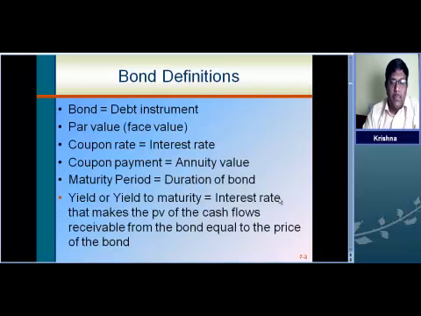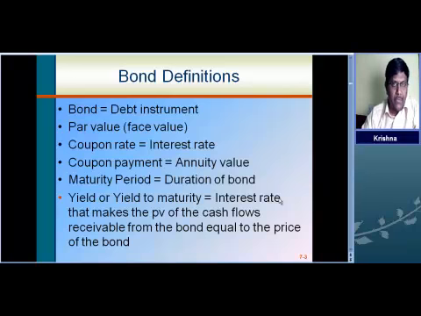Yield or yield to maturity. It's nothing but IRR, internal rate of return. That is the interest rate that makes the present value of the cash flows receivable from the bond equal to the price of the bond. These are the amounts we are going to receive from the bond. First thing is the coupon amount we are going to receive. For that coupon amount we have to calculate the present value. In the same way, at the end of the maturity period we are going to get the maturity value, that is the redemption value. For the redemption value also we have to find the present value.